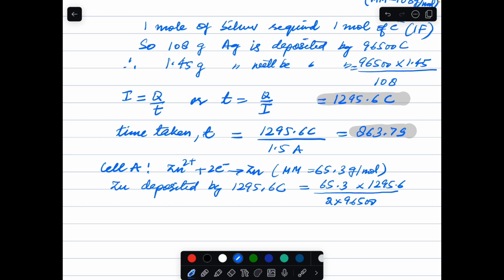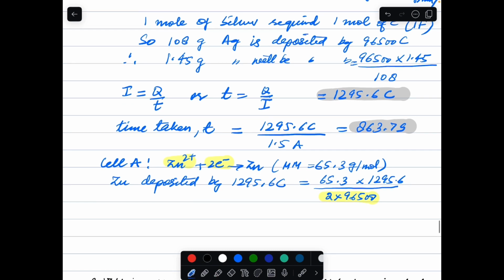Why? Because have a look here. For 1 mole of zinc we need 2 mole of electron, therefore we are putting this value here. Okay, and so you will be getting answer here as 0.438 gram. So this is your answer in case of zinc. This is the amount of your zinc metal deposited in case of cell A.